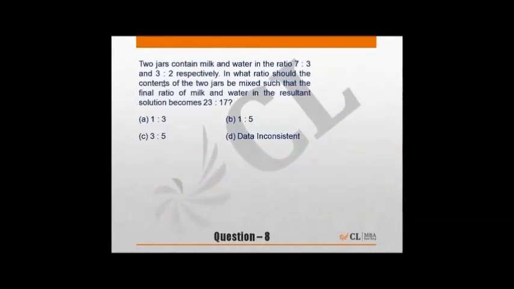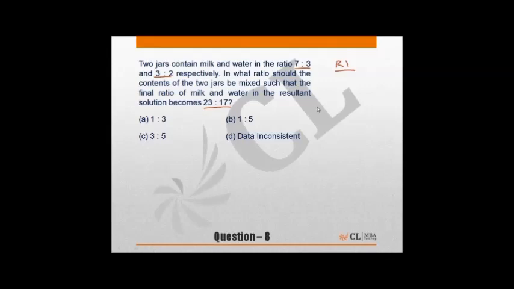Question 8. 2 jars contain milk and water in the ratio of 7:3 and 3:2 respectively. In what ratio should the contents of the 2 jars be mixed such that the final ratio of the milk and water resultant becomes 23:17? Okay. Simple question of mixtures, round 1 question. Mixtures, averages, solutions, ratios are favorite topics as far as I am concerned, and they will invariably be round 1 topics for me.